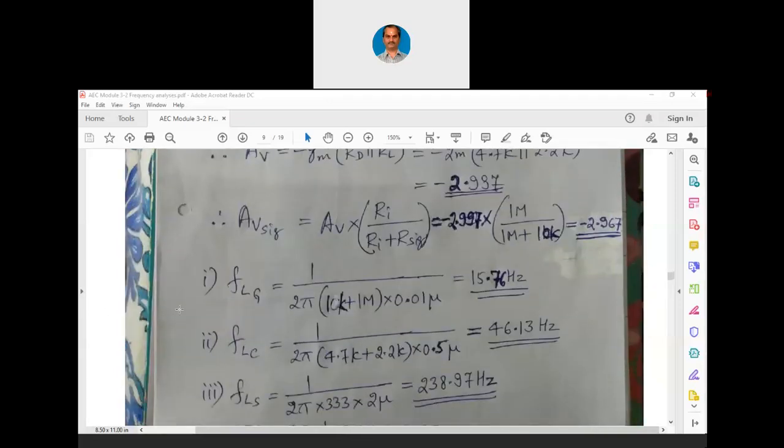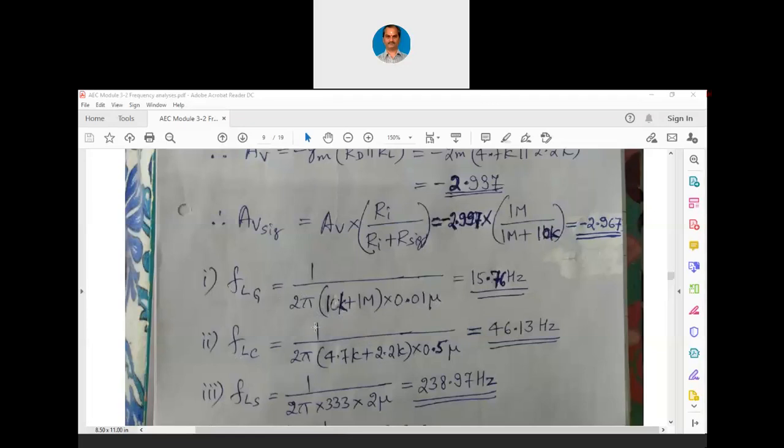Proceeding further, we have FLG: 1 over 2 pi into 10k plus 1 mega into 0.01 microfarad, substituting all those values at the input. R sig plus RG into that CG. You just have to visualize the circuit diagram now. This 10k is the signal source's resistance and 1 mega is the gate resistance and 0.01 microfarad is the capacitance at the gate. So we get 15.76 Hertz.